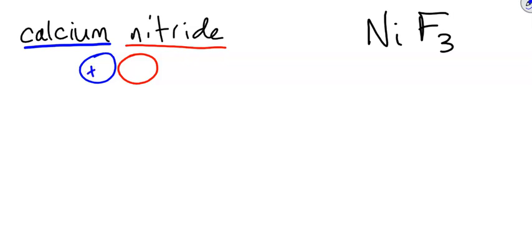+2, that's right. Okay. And if you go over to nitride, which is a non-metal, so it gains electrons. So that means it's negative. Yeah, -3. Okay. Now, we have to kind of clone them until they even out. So one's odd, one's even. Yep. Yeah, 3 calciums and 2 nitrides.